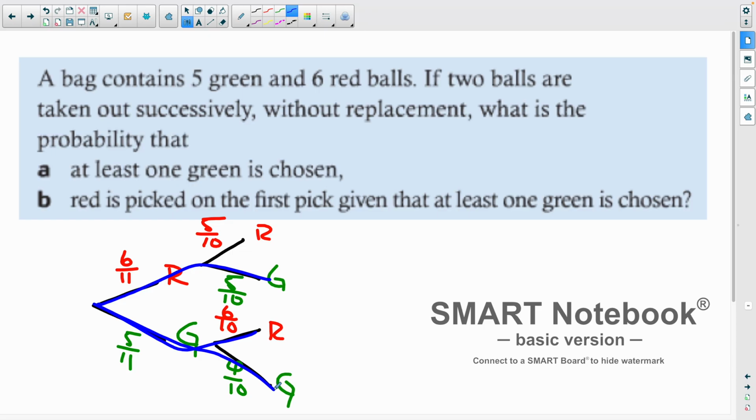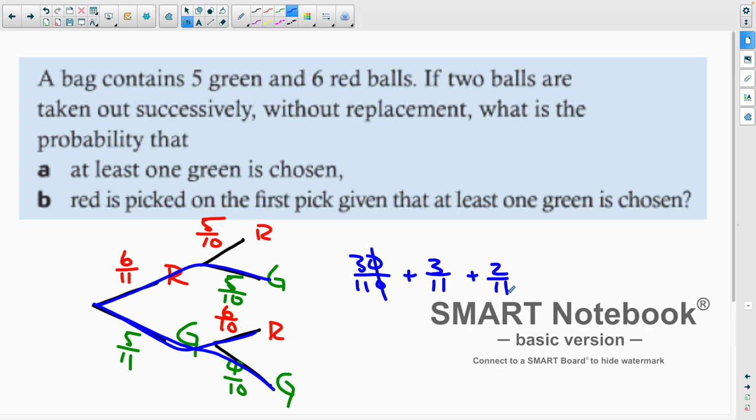Well, if I were to do 6 11ths times 5 tenths, 6 times 5 is 30, and 10 times 11 is 110. Okay? Now, you could simplify that pretty easily. I could get rid of the zeros, correct? So we could say 3 out of 11. Right? If I do the green red, it's the same thing. 5 and 6, so it's also 3 out of 11. And then the last one, the green green, is 5 times 4, which would be 20. So that would be 2 out of 11.